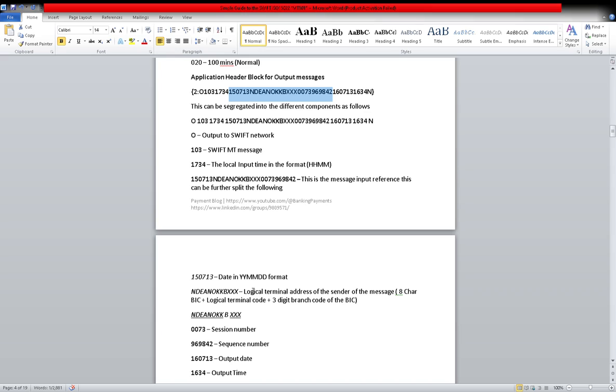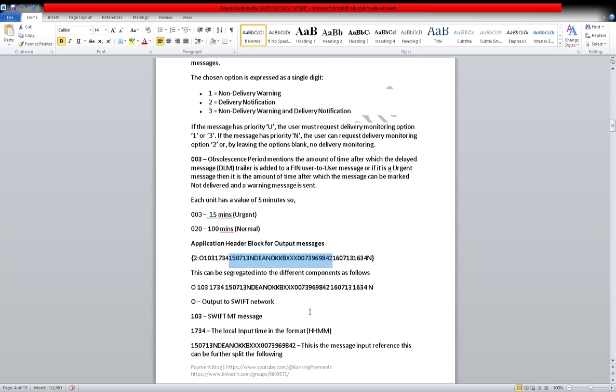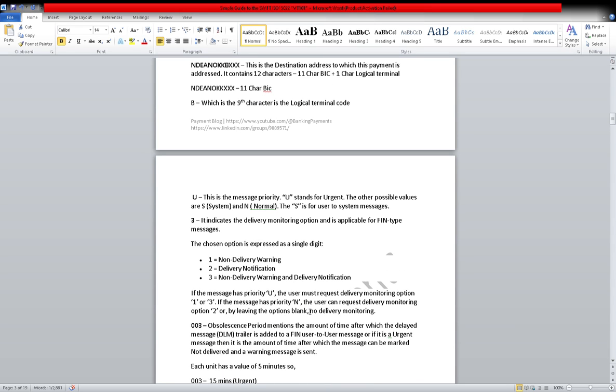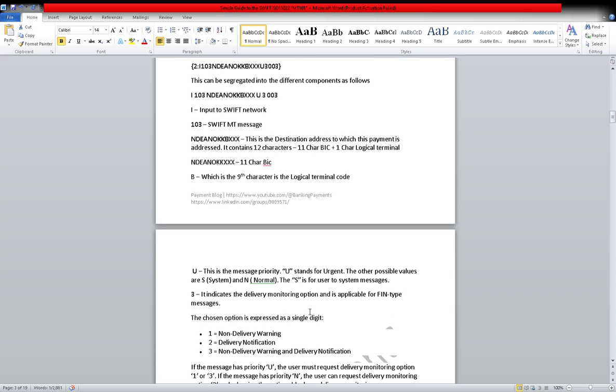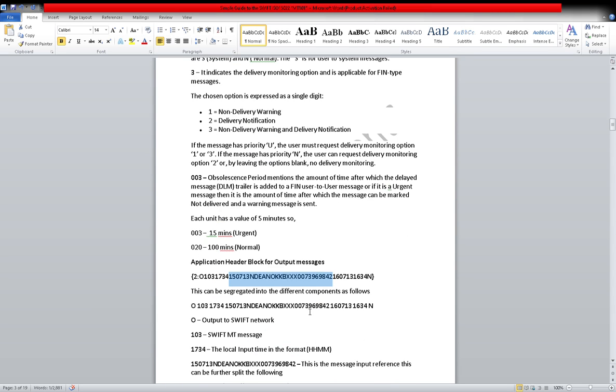150713 is the local date format, and the time format. Then some numbers, and BXX is the logical terminal address of the sender of the message, because the logical terminal code is 8 characters, of which the BIC is mentioned here. The 3-digit branch code of the BIC. The next number, 0073, is the session number. We saw the session number somewhere here. No, the session number is also not in the input message. So it is in the output message.